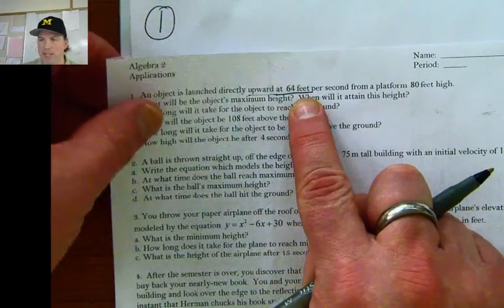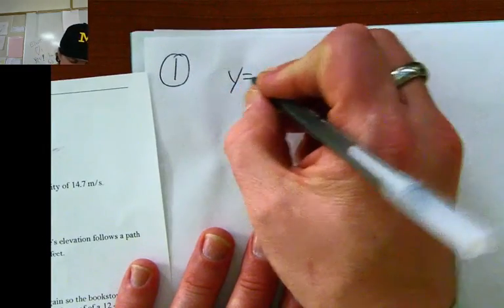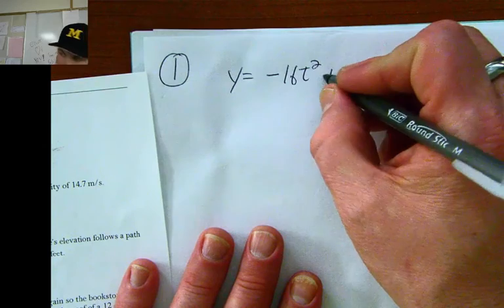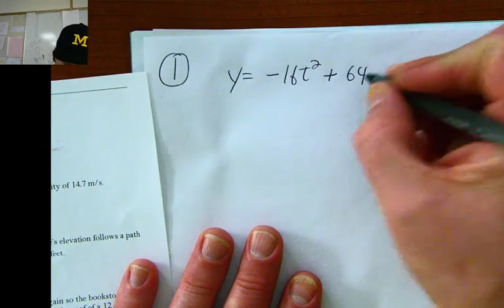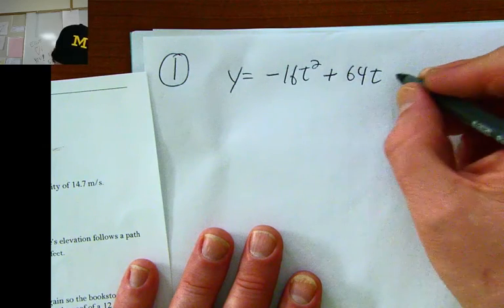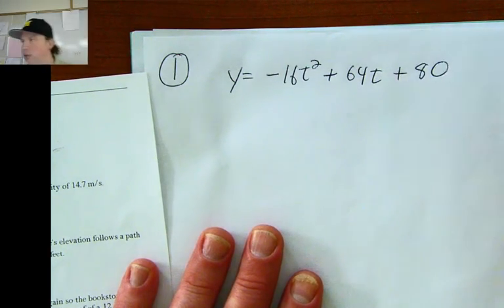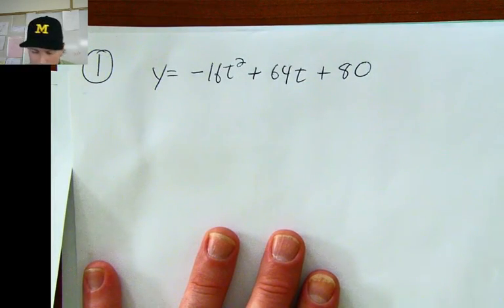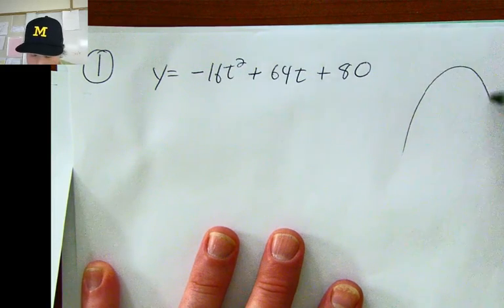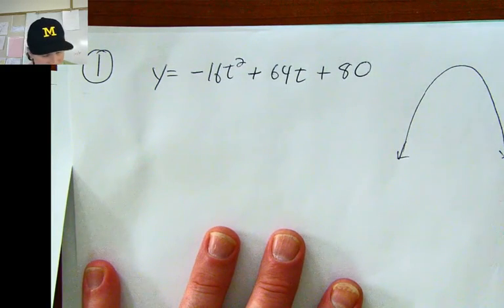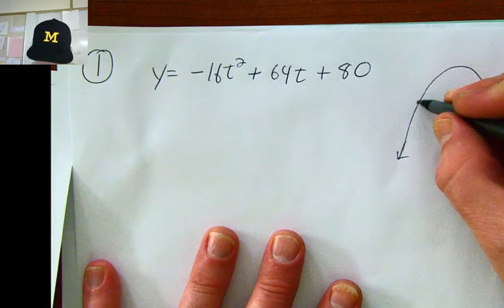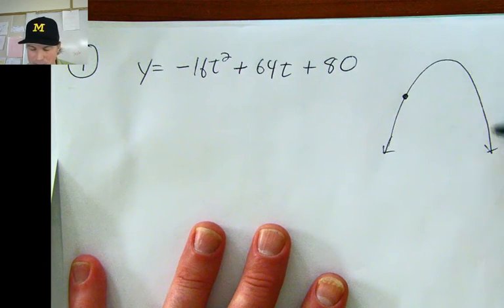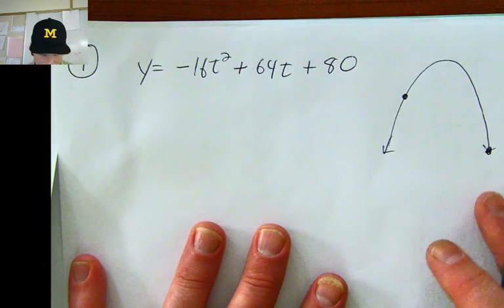Because I'm saying feet, I know that the equation needs to be of the variety negative 16 t squared, and you're throwing it upward, so it's plus 64 feet per second, so 64t, from a platform of 80 feet, so plus 80. Now if you think about a negative t squared parabola, a downward parabola has this look, and you're throwing this object upward, so the graph probably starts here and goes upward, hits its maximum, and then heads down and eventually hits the ground.